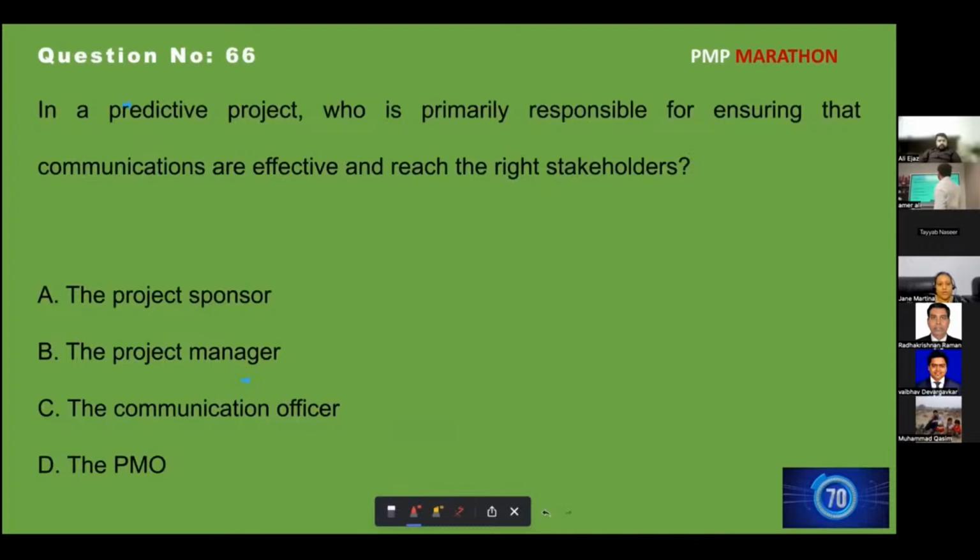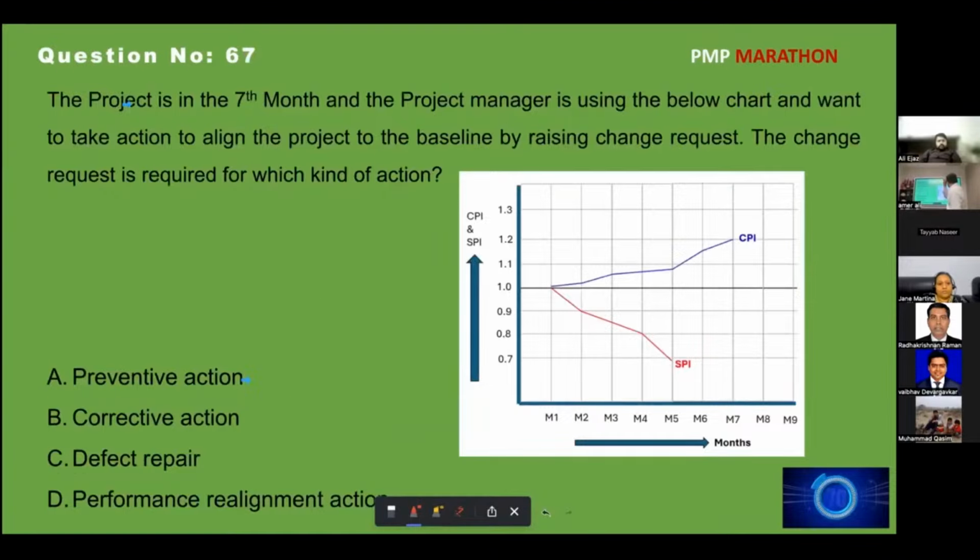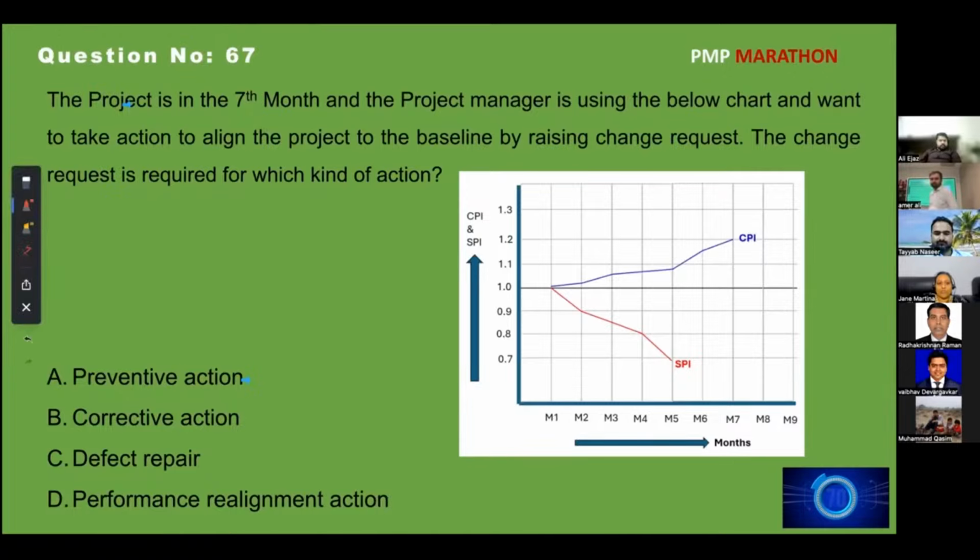Okay, in a predictive project, who is primarily responsible for making communications effective? Project manager. Important thing, the project manager is responsible. So this is another type of question which has happened multiple times. Ali, you were asking the question, I explained it. Who was asking in the group? Ali was there, Saud was there. There was someone who was confused in the group. I messaged personally for this question. I remember. Who was it?